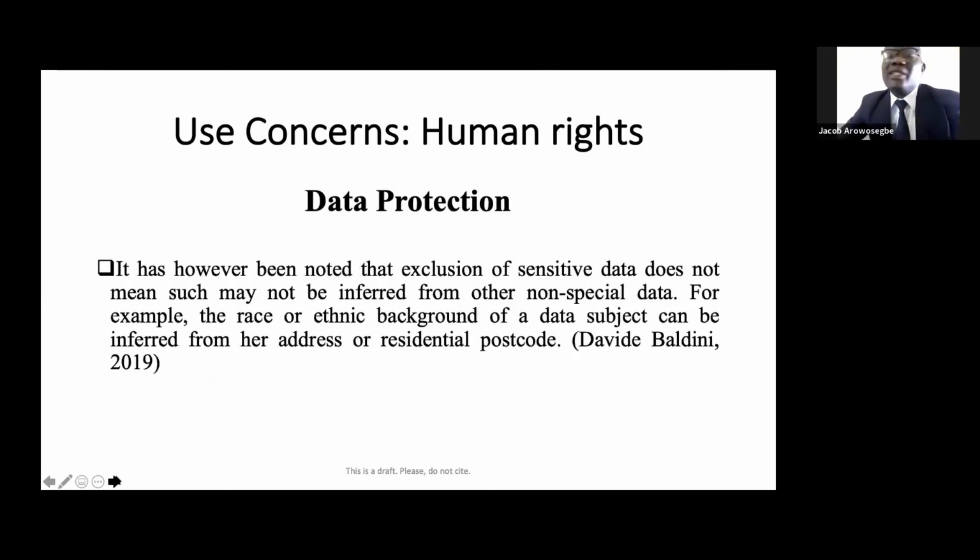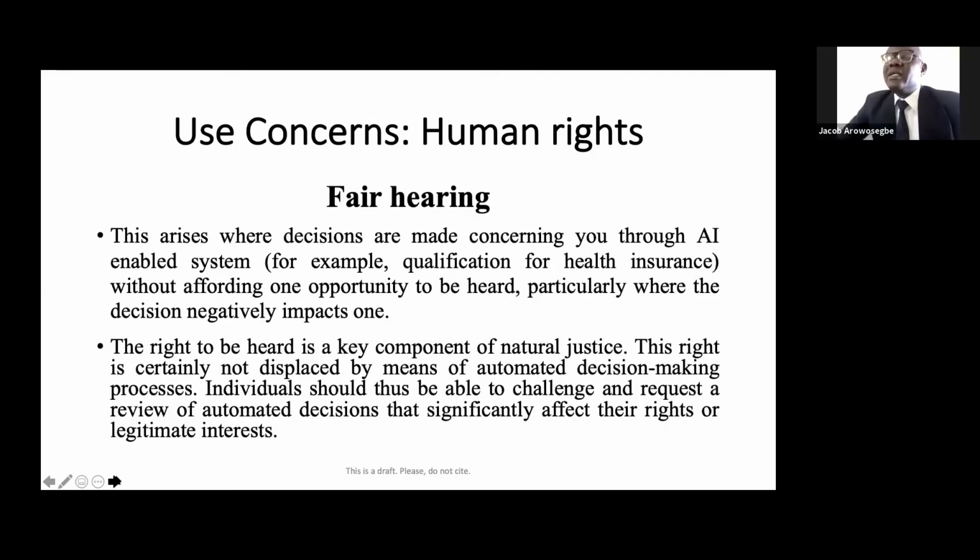Fair hearing is another human rights issue in the use of AI. This arises where decisions are made concerning someone through an AI-enabled system, for example, qualifications for health insurance, without affording one the opportunity to be heard, particularly where the decision negatively impacts them. This right is certainly not displaced by means of automated decision-making processes. Individuals should thus be able to challenge decisions that affect their rights or legitimate interests. So those who are using AI systems must take that into consideration.